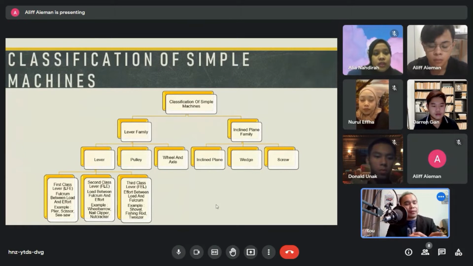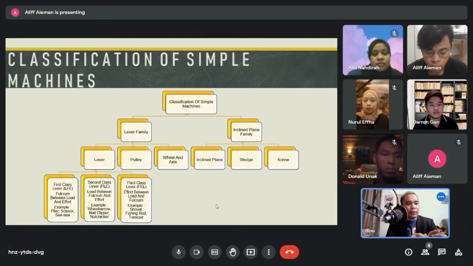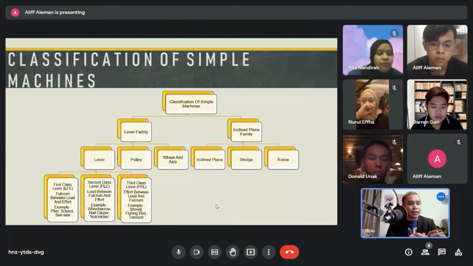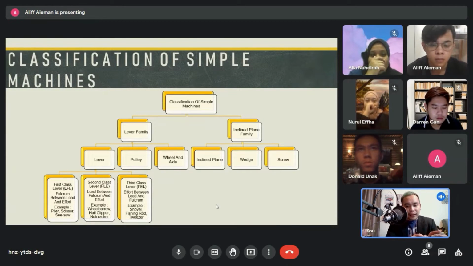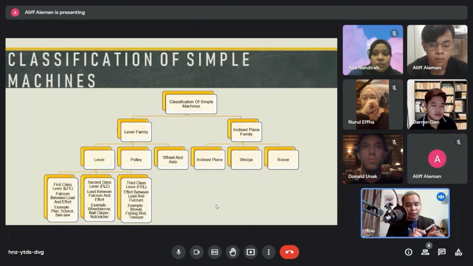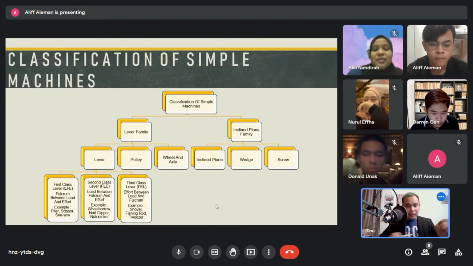So this one is a classification of simple machines. Simple machines are divided into two families. The first one is the lever family, which is lever, pulley, wheel, and axle. For lever, there are three types of classes. The first one is first class. For the first class, the fulcrum is between the load and effort. Example machines are pliers, scissors, and seesaw.